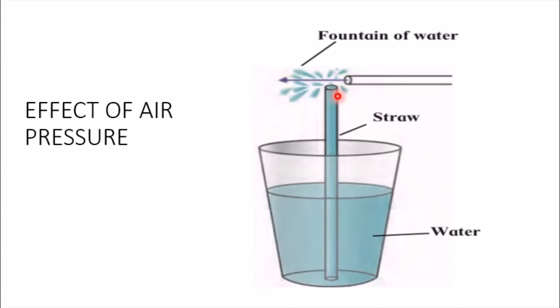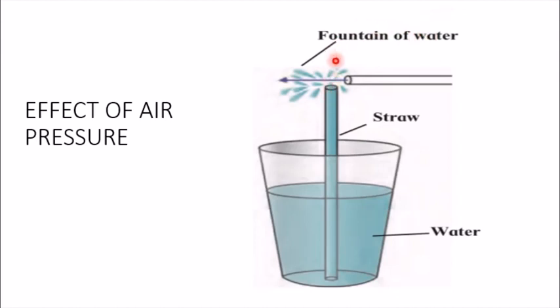Then what you have to do is, you need to blow from this straw. As you blow out, that is you are blowing in this direction, the water from here comes out like a fountain, and a fountain of water is seen.